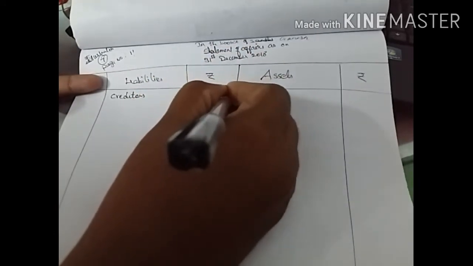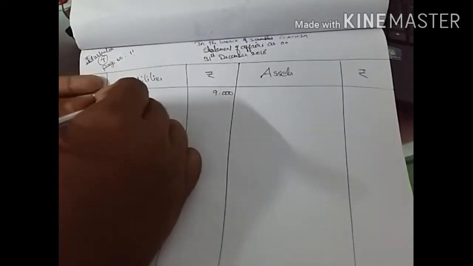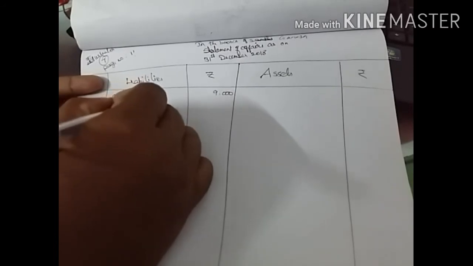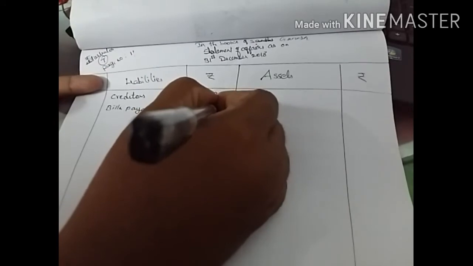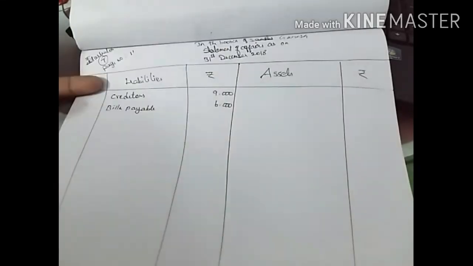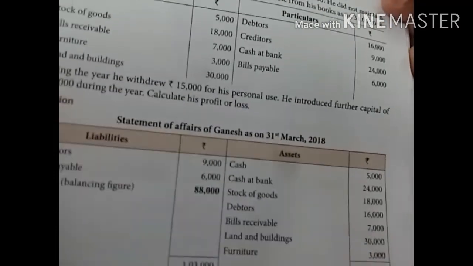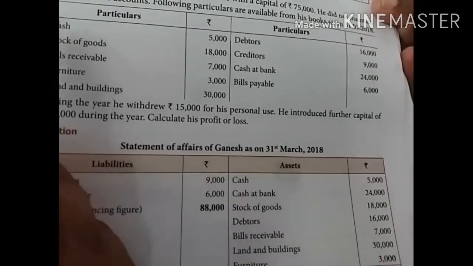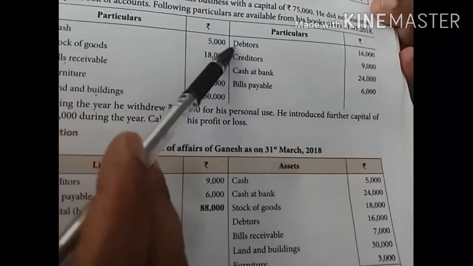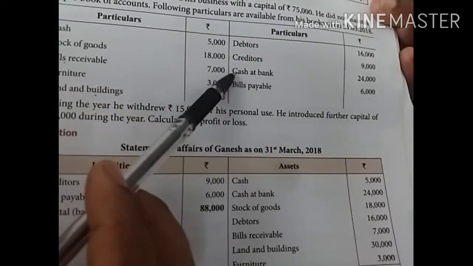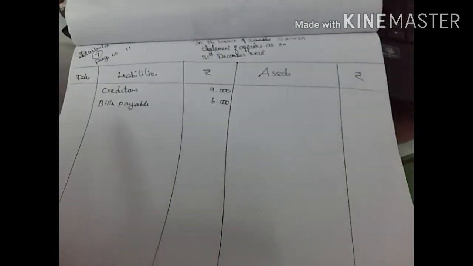So how much are the creditors? 9,000. Likewise I have bills payable. How much bills payable are they given? 6,000. Other things are assets. See in your book. So we have cash, stock of goods, bills receivable, furniture, building, debtors, cash at bank. So I have to write all the assets on the asset side.